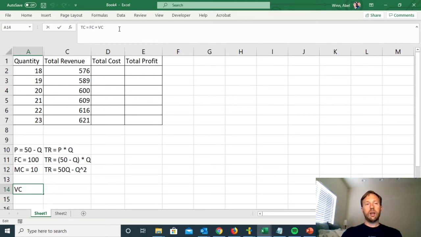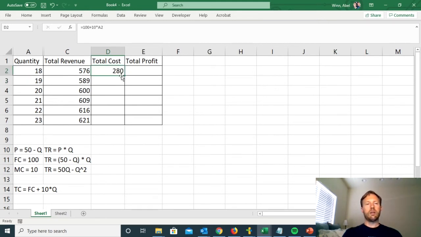So we can swap out variable cost for 10 times the quantity of units. Marginal cost times the quantity of units. Okay? And we know we're given what our fixed costs are. They're 100. So our total costs you calculate for each cell will be equal to the $100 fixed cost plus the marginal cost per unit times the quantity of units that we've produced.